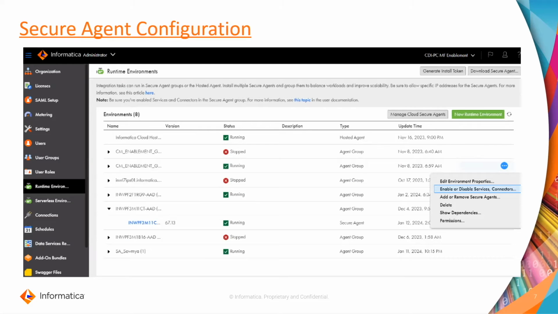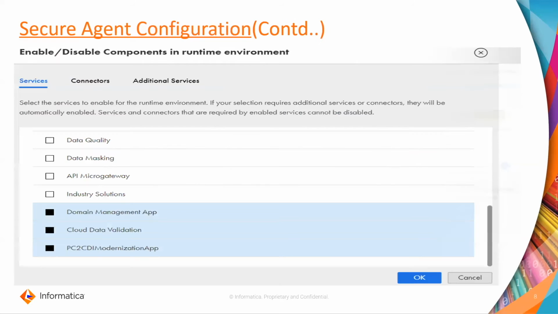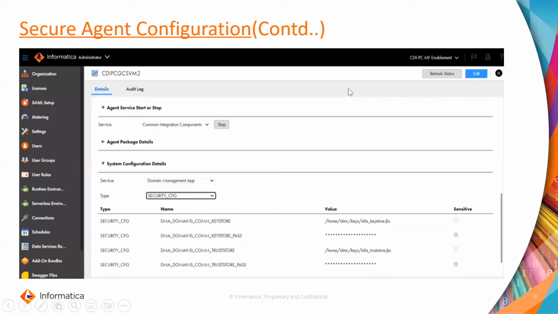To check the security and configuration, log into IACS administrator and go to runtime environment. Then select the security and group. Then we can see what are the services which are enabled. For CDI-PC, we need certain services to be enabled for that proper security and group. These are Domain Management app, Cloud Data Validation, PC to CDI Modernization app. Apart from this, we have to configure key store and trust store certificate details along with its password under system configuration for the secure agent in IACS administrator.